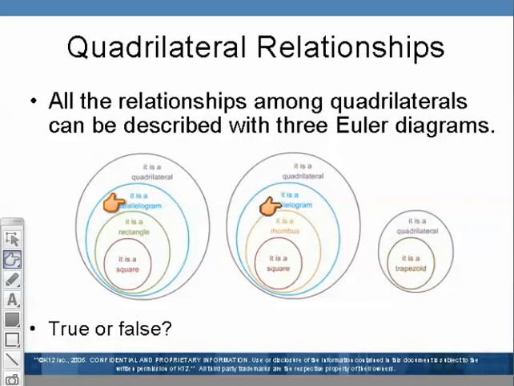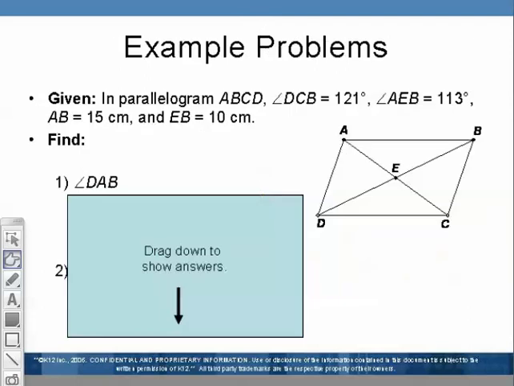It could be a rhombus and a square, or a square, but it is still just a parallelogram. Okay? Moving forward. Here we've got an object. They're telling you it's a parallelogram. With parallelograms, we know that opposite corners are congruent.